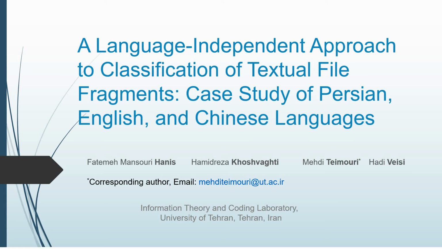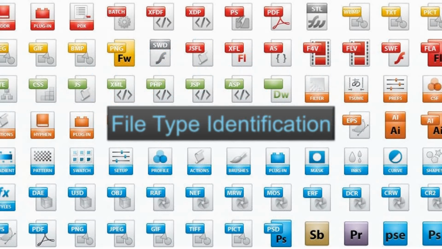Hello everyone. In this paper, we present a classification approach for textual file formats. In this research, we have considered three languages: Persian, English, and Chinese. Let's start with file type identification.